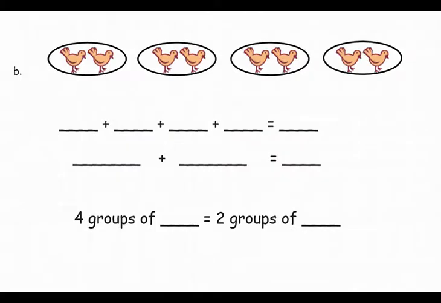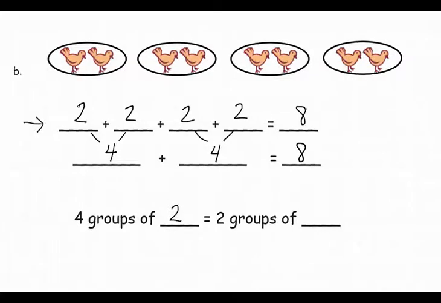In my next problem, I have 4 groups and there are 2 birds in each group. So the original repeated addition problem would be 2 plus 2 plus 2 plus 2. To make this a little more efficient, I'm going to group 2 of the 2's and make that 4, and then I'll group the next pair of 2's and make that 4 as well. 4 plus 4 is 8. That means 2 plus 2 plus 2 plus 2 is also 8. And 4 groups of 2, this is what we see in the first equation, is equal to 2 groups of 4. And that's what we see in the second equation.